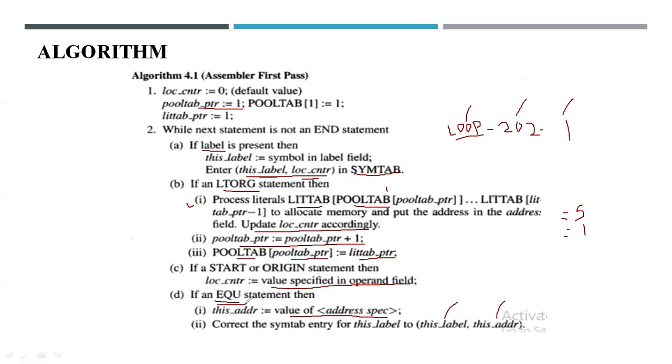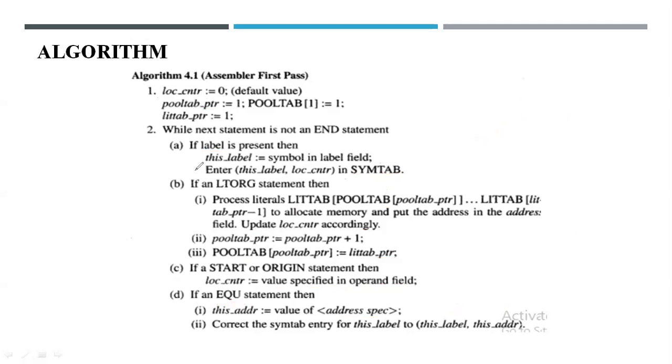To understand this, in our program we have EQU at instruction number, I think, 22. At 22 you can see BACK EQU LOOP. So this address of LOOP is assigned to BACK. That is how the EQU statement works. So these are the A, B, C, D four steps of point 2, which are repeated until we encounter the END statement.